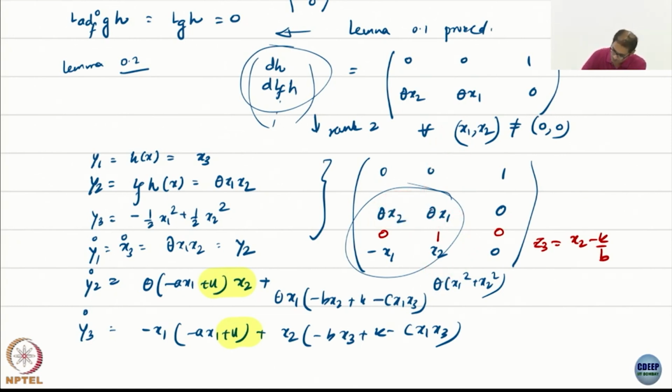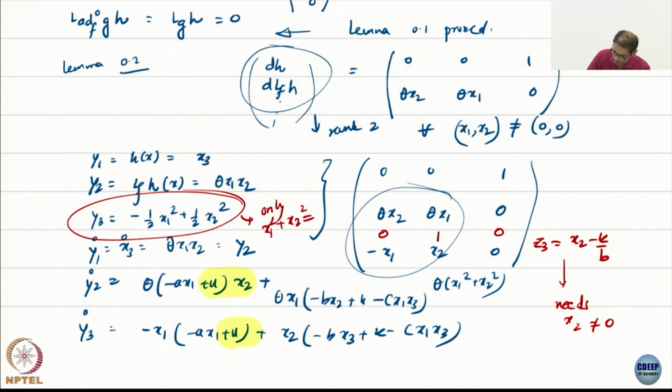Yeah. So this will also need x2 non-zero. Whereas this choice, even though it is ugly looking, only x1 square plus x2 square non-zero is required. Okay, all right. So this is how you work with feedback linearization.